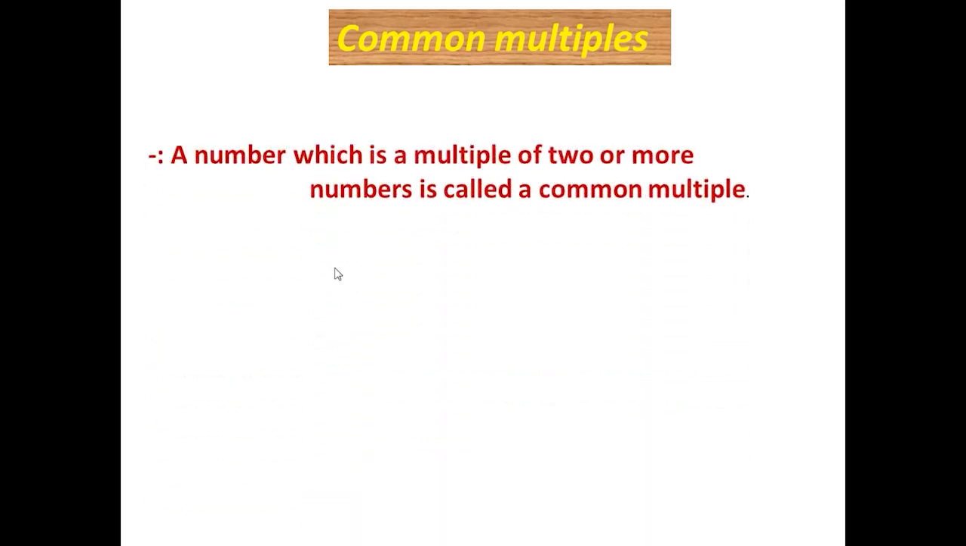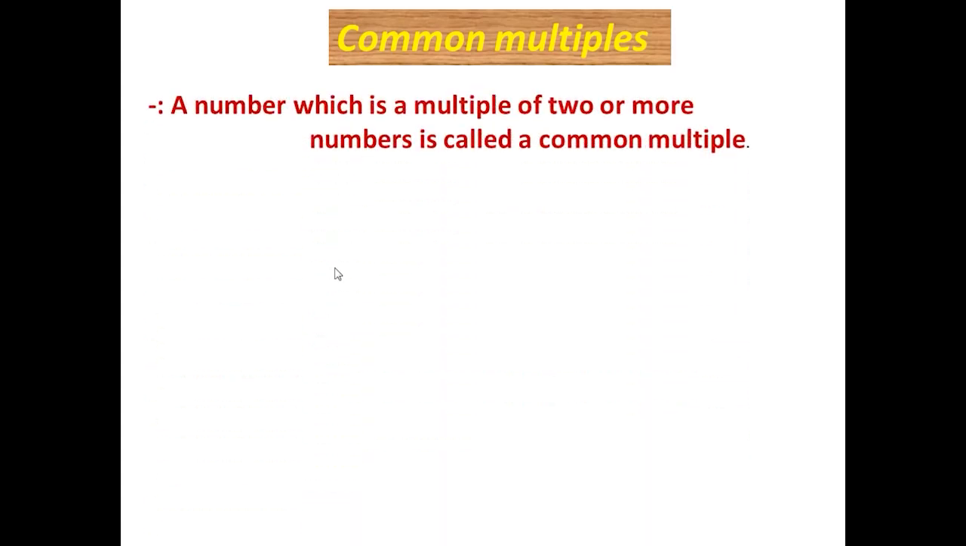Now move to the next point, common multiples. A number which is a multiple of two or more numbers is called a common multiple. Now let's see an example.